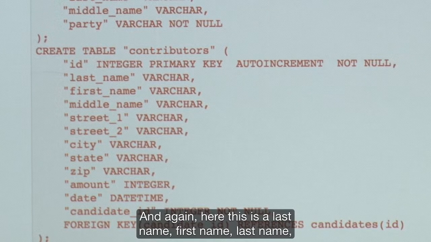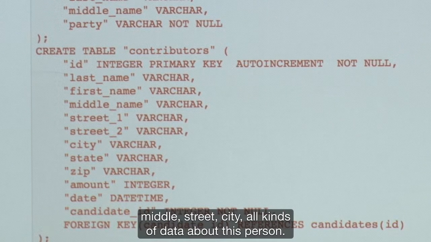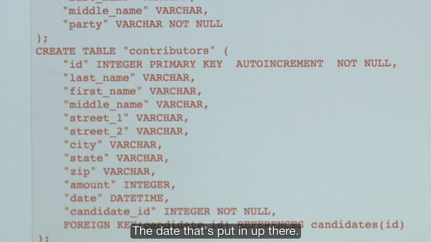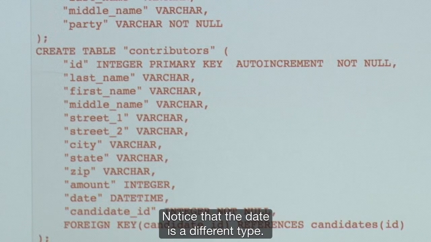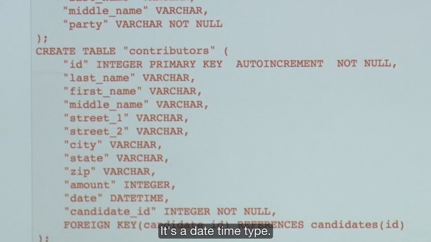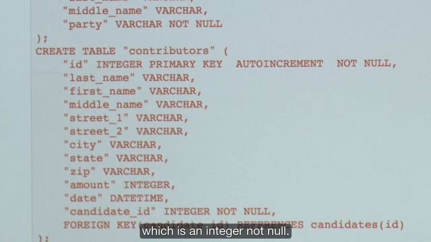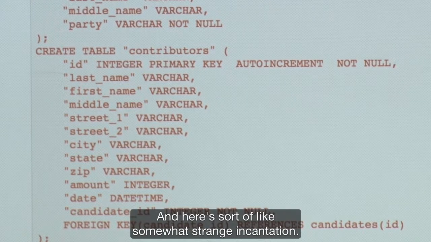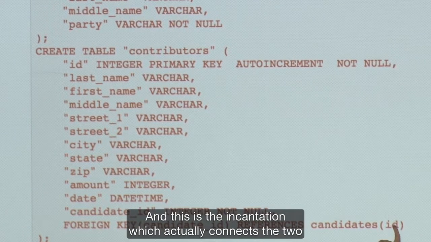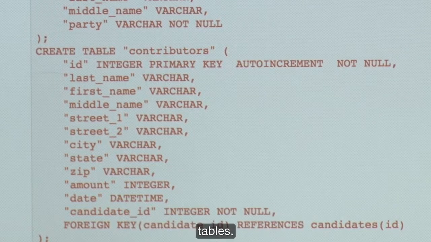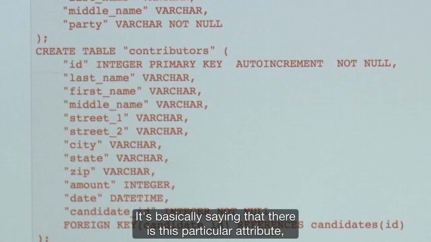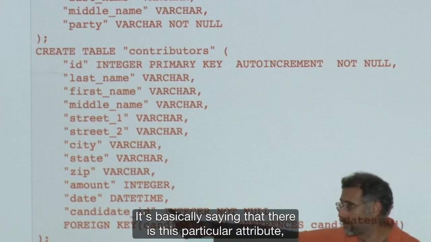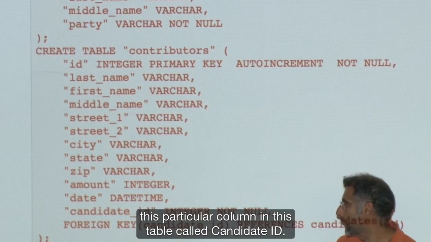And again, here is the last name, first name, middle, street, city, all kinds of data about this person. The date is put in out there. And notice that the date is a different type. It's a date time type. And then you have a candidate ID, which is an integer not null. And here's a somewhat strange incantation, and this is the incantation which actually connects the two tables. It's basically saying that there is this particular attribute, this particular column in this table called candidate ID.